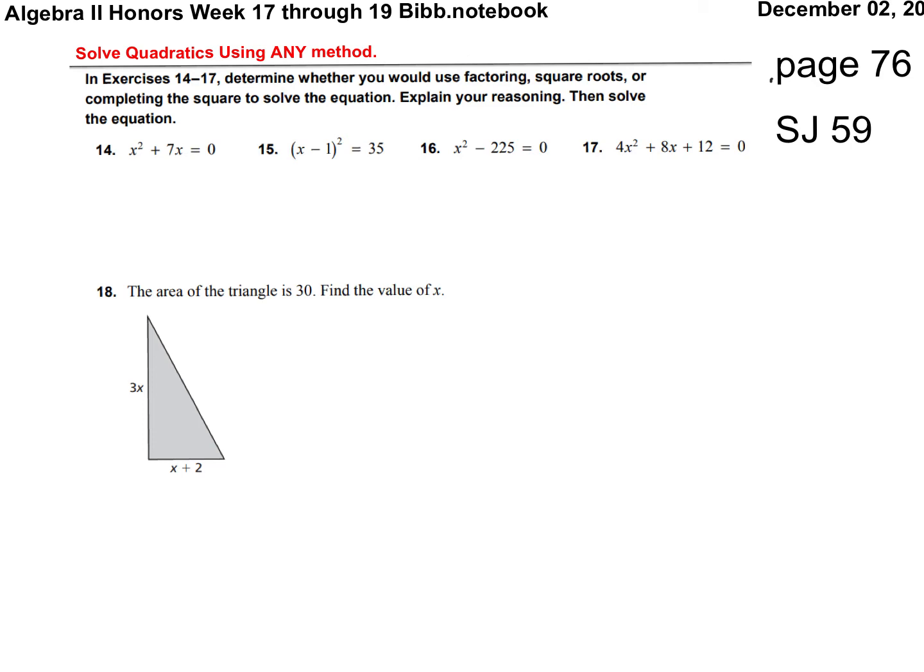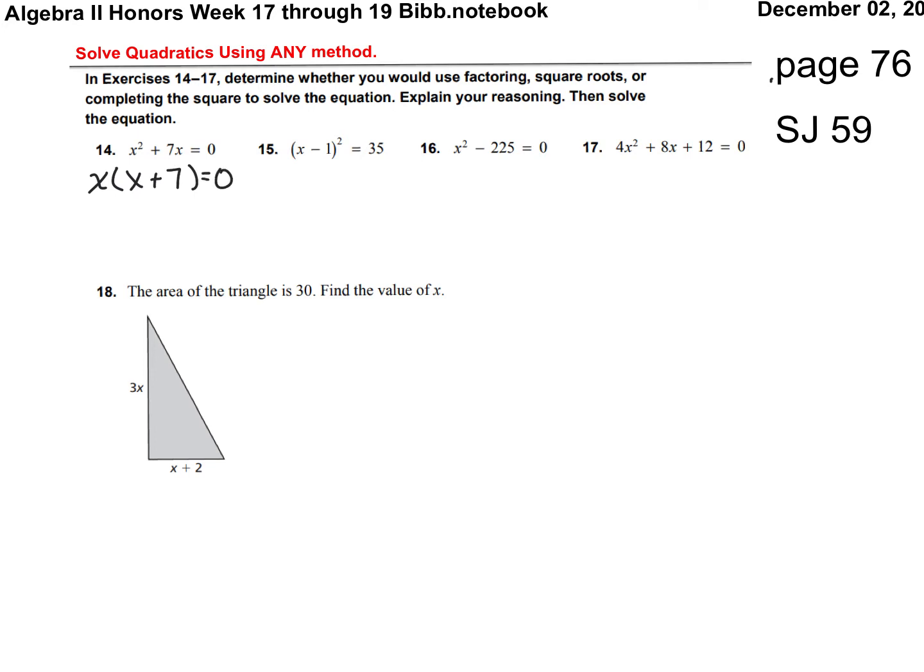When I look at number 14, I could solve that using completing the square because I have a quadratic term and a linear term, and I don't have a constant term besides 0. But for me, the easiest way to solve that quadratic is to solve by factoring. I see that x squared and 7x have a common factor, so I'm going to remove the x. X squared divided by x is x. 7x divided by x is 7.